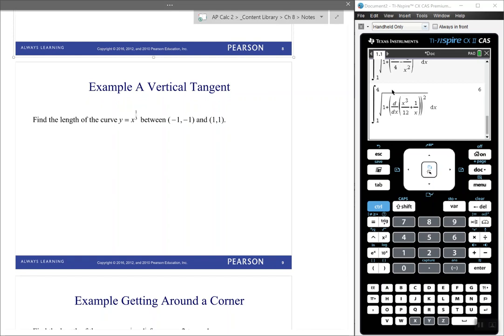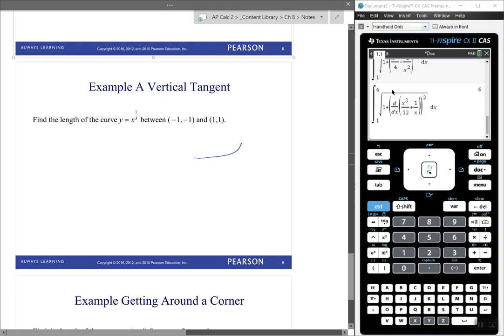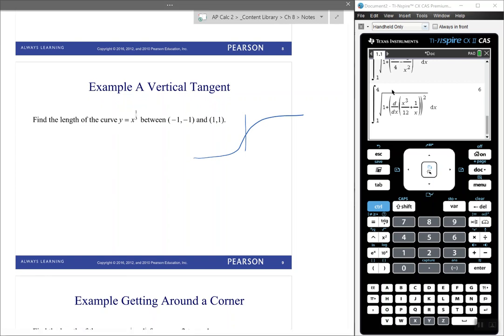So if there's a vertical tangent, so we have this curve here, x to the 1/3 power. There's a vertical tangent in the middle if we would draw this curve. And what would happen there is it would sort of break this process, and we wouldn't be able to get a length of the curve there. Since we're taking a derivative and it's undefined at 0, it would give us a lot of problems.